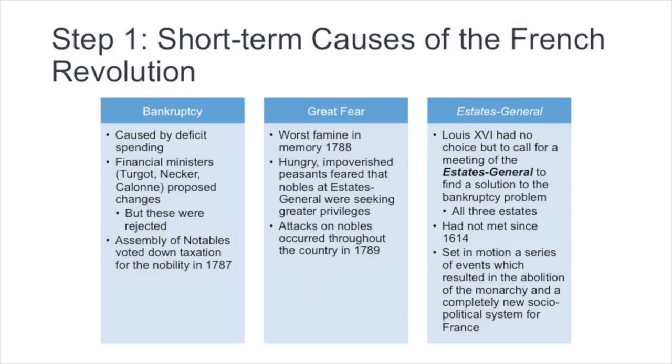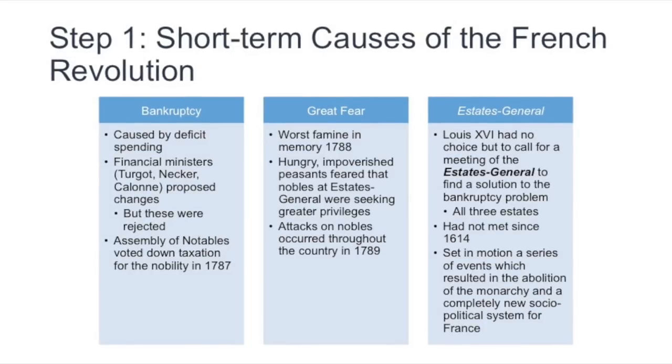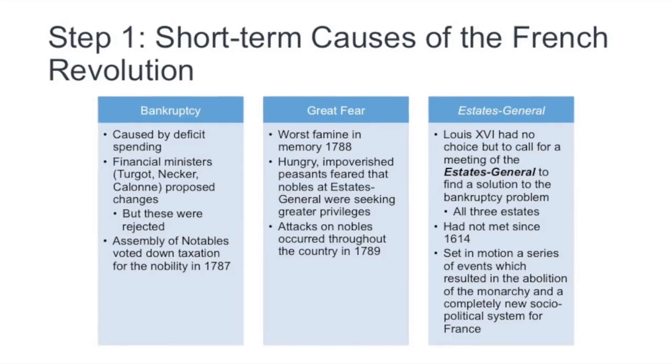To start, we're going to focus on the short-term causes of the French Revolution. So step one, economic and social breakdown. So first off, bankruptcy. The French government was bankrupt. Why were they bankrupt? Because they spent way too much money on themselves and on wars.